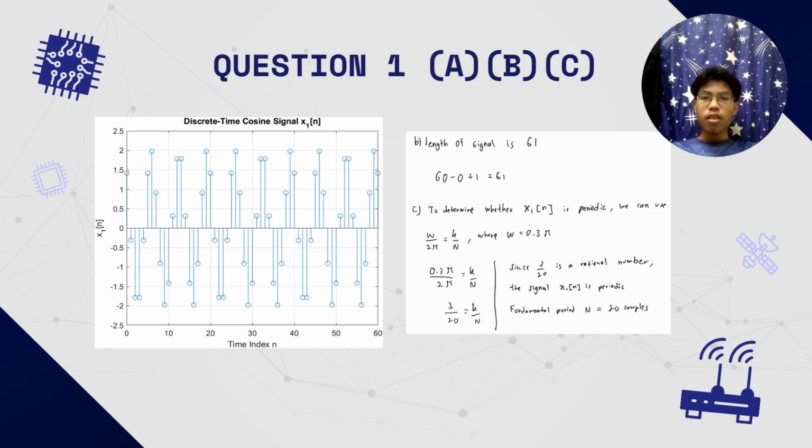And then for question C, to determine whether x1[n] is periodic, we can use the equation omega over 2 pi equals k over n, where omega is 0.3 pi. Substituting the value, we will get 3 over 20 equals k over n. Since 3 over 20 is a rational number, the signal x1 is periodic. The fundamental period is 20 samples.